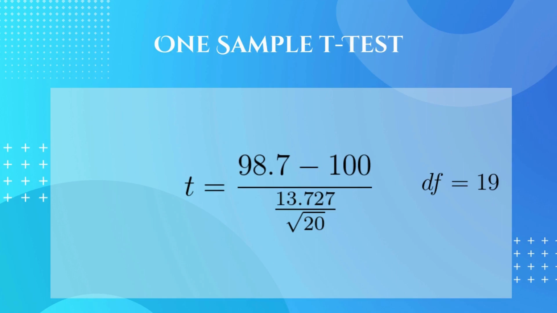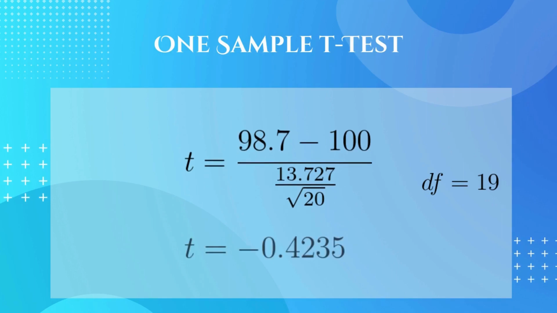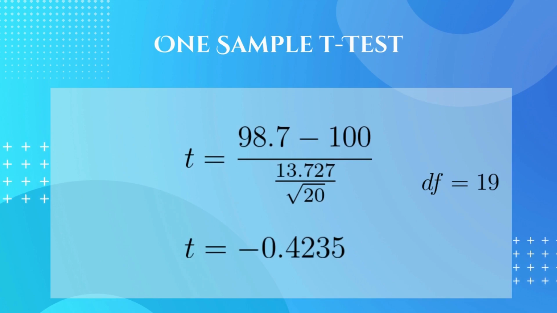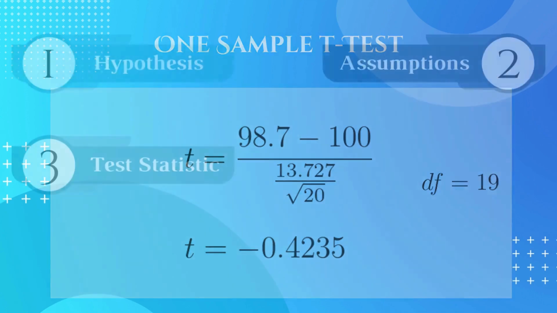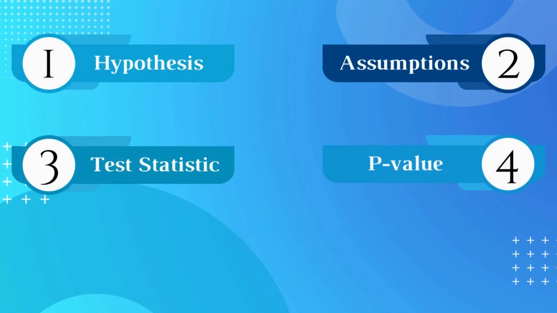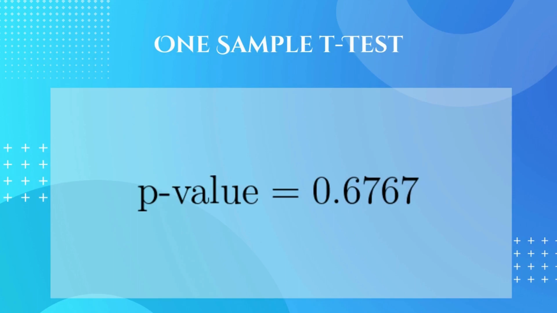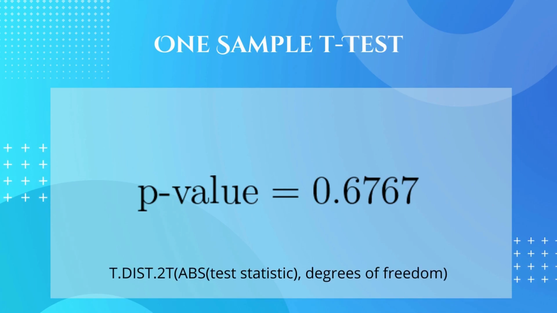We can substitute all the values we have into the test statistic equation to calculate t. This gives us t to be negative 0.4235 with 19 degrees of freedom, which we calculated using the given value of n. It's time for the fourth step, to find the p-value. The p-value we find is 0.6767. The p-value for the t-test can be found in Excel using the following Excel function with the test statistic and the degrees of freedom.